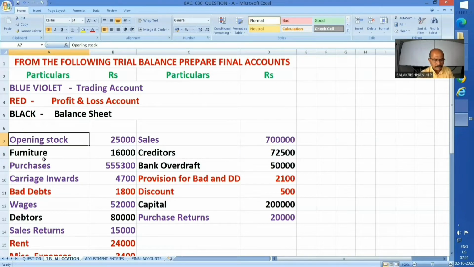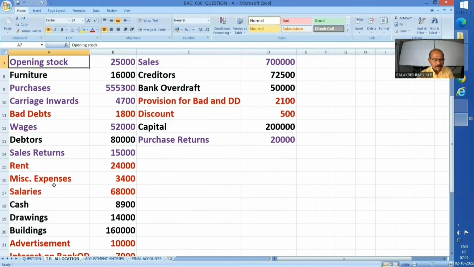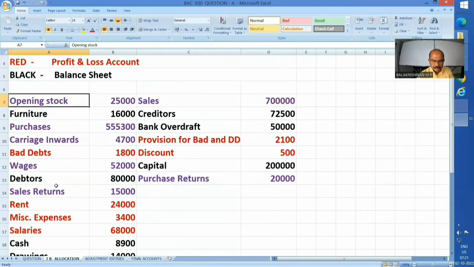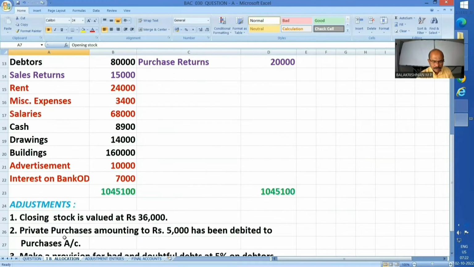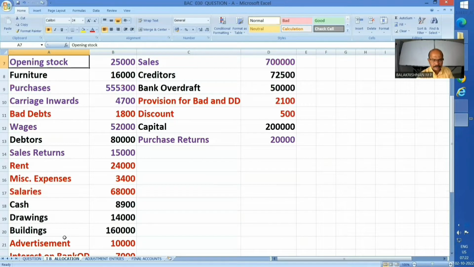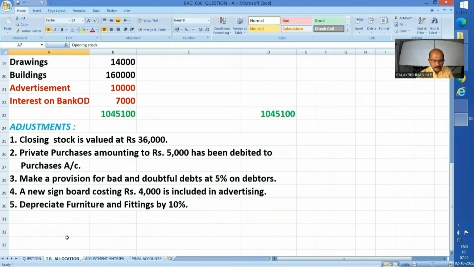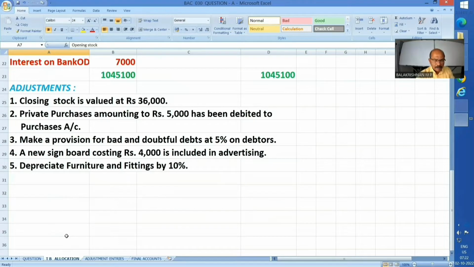So trading account items are in blue-violet, and the remaining nominal accounts that qualify for profit and loss account will be in red, and the black ones are real accounts or personal accounts to be considered for the balance sheet. Now let me explain each and every adjustment entry. From now onwards, adjustment entries will be your major task.